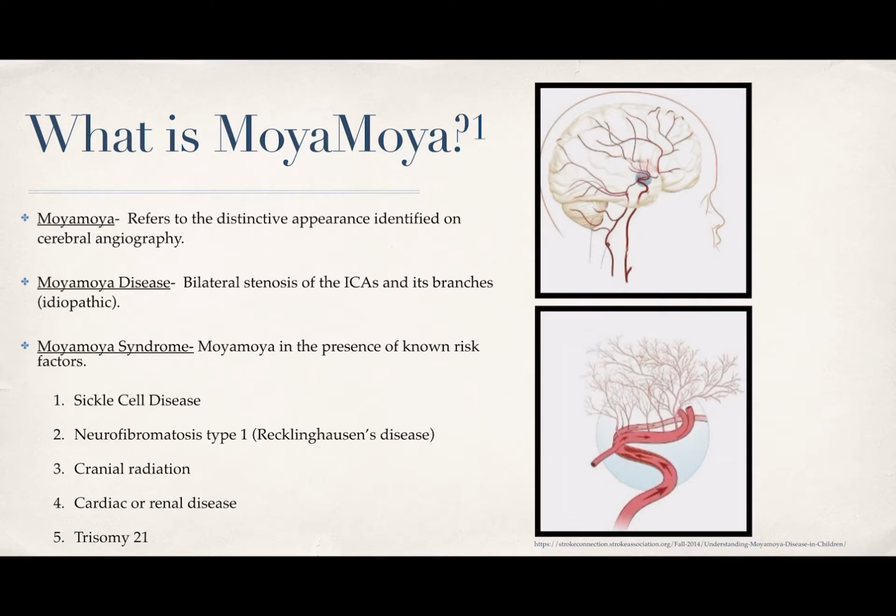And below, I have mentioned here the risk factors that our patients could have if they have Moyamoya syndrome, which includes sickle cell disease, neurofibromatosis type 1, which is also called Recklinghausen's disease, cranial radiation, cardiac or renal disease, and then also trisomy 21.